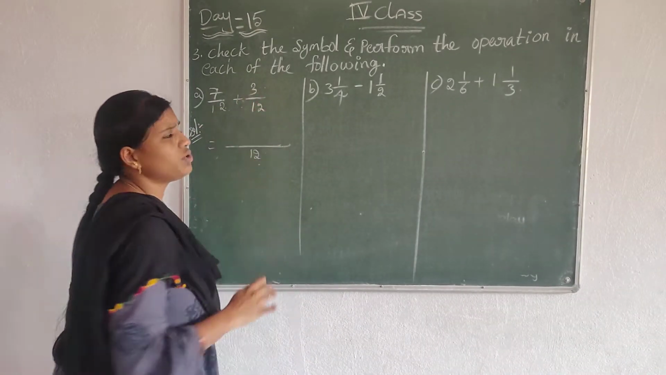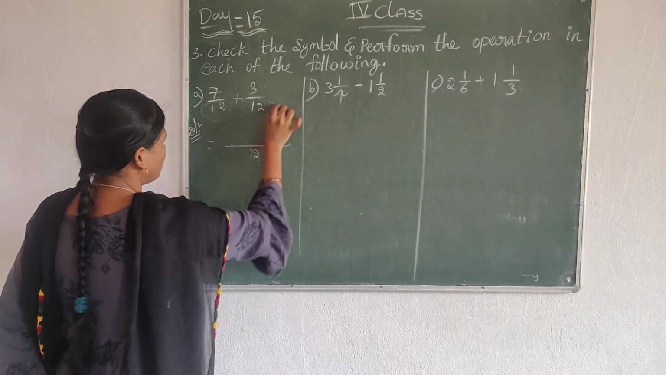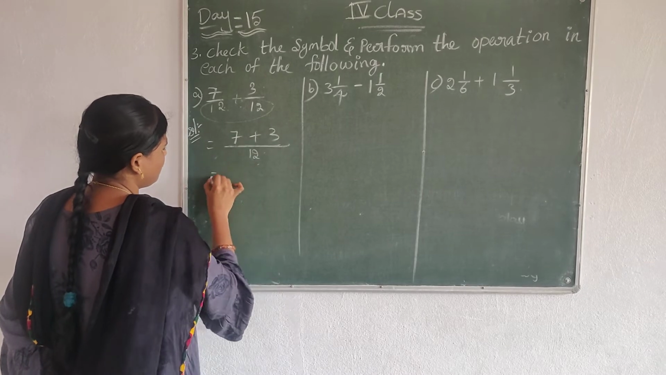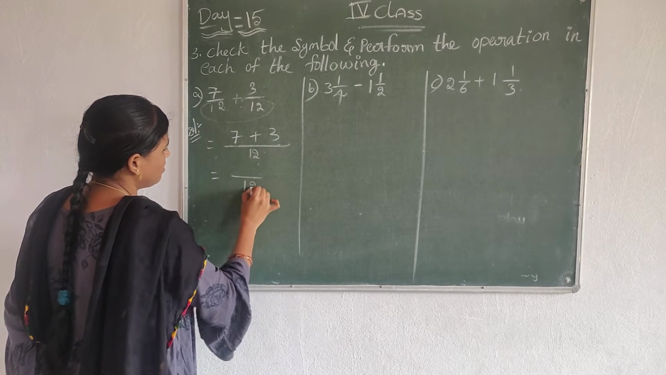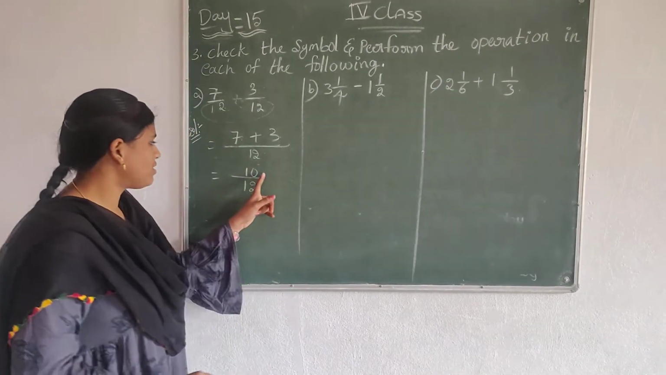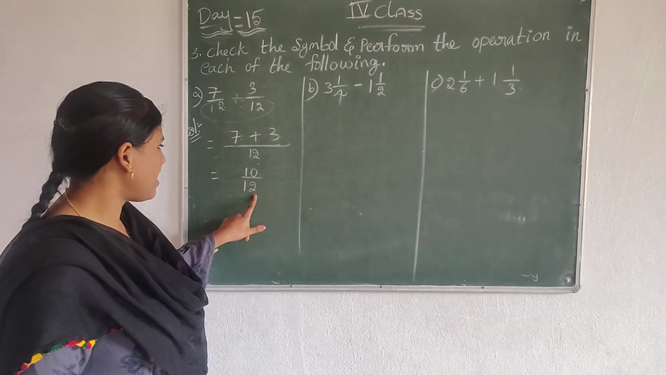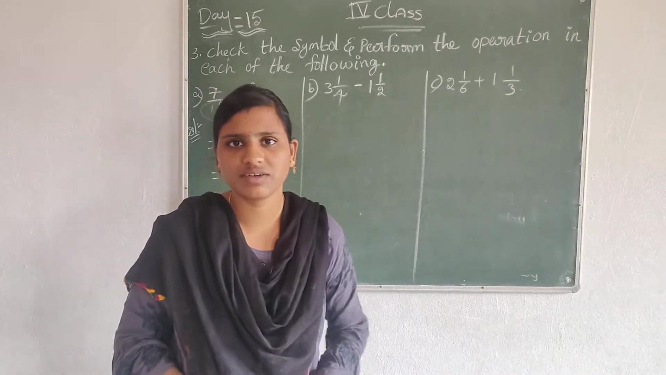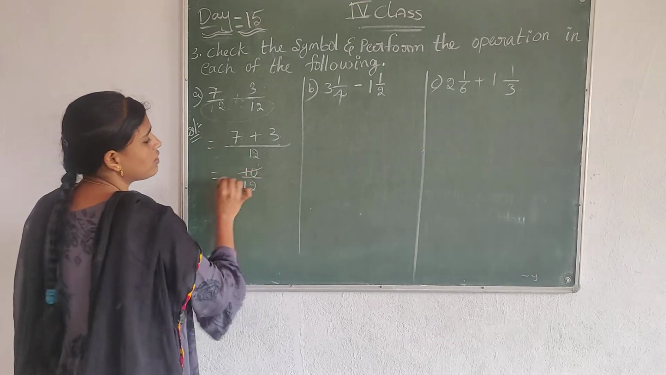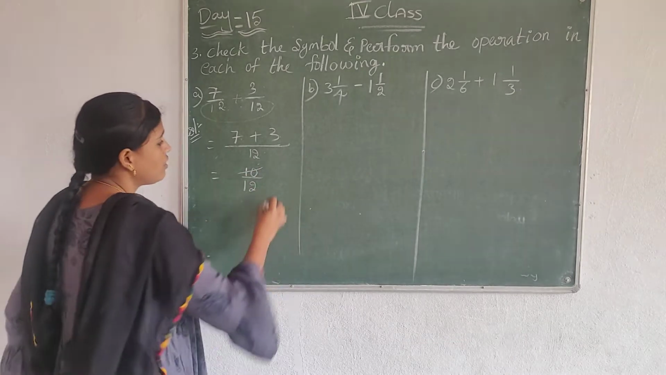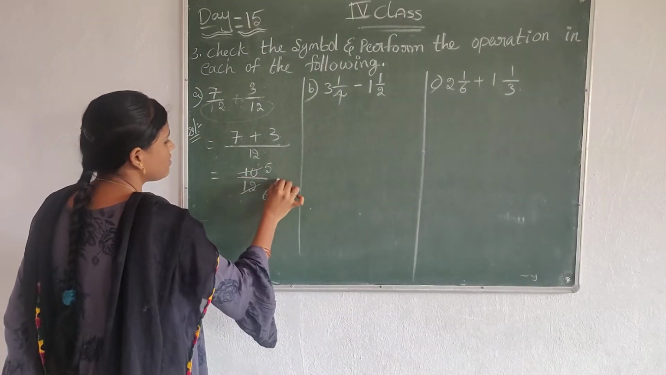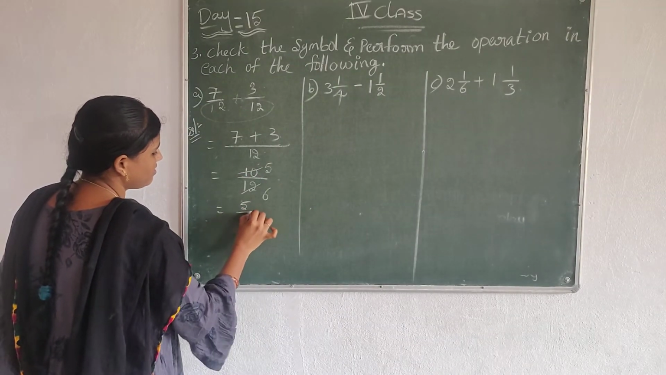We have two numerators. If the denominators are same, add the numerators. Let's take 12 here and 7 plus 3 is 10. See here, we have 10 by 12. This 10 and 12 both are cancelled in which table? 2 table. Let's do the simplification. 2 5s are 10, 2 6s are 12. The answer is 5 by 6.